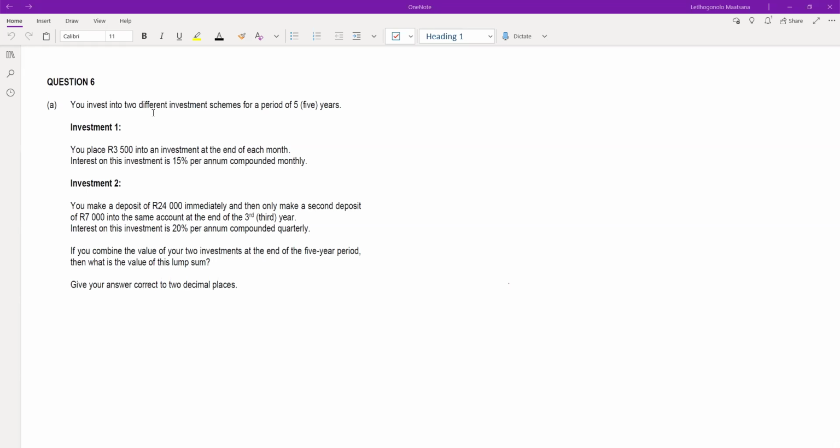If you combine the value of your 2 investments at the end of the 5-year period, then what is the value of this lump sum? Give your answer correct to 2 decimal places.